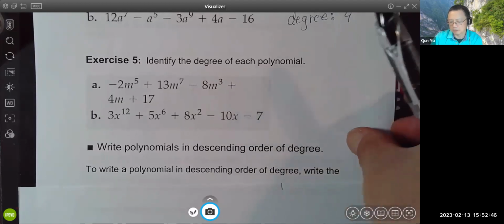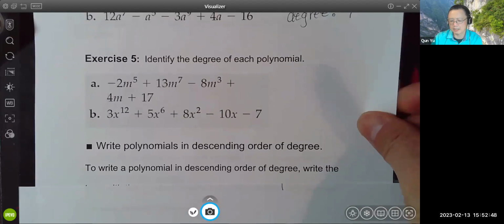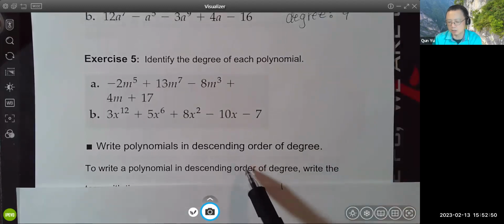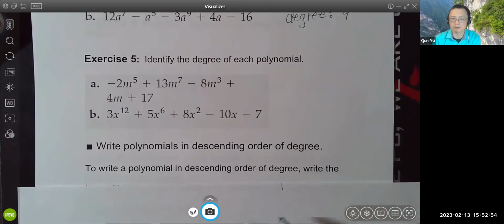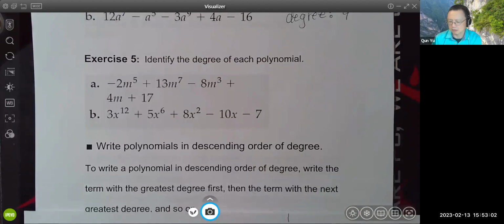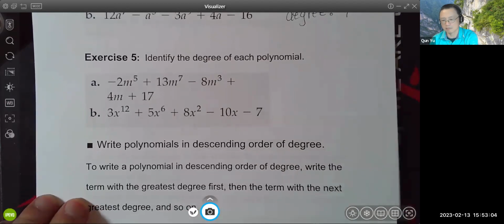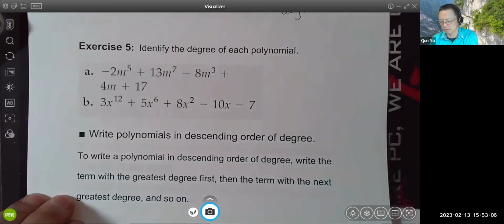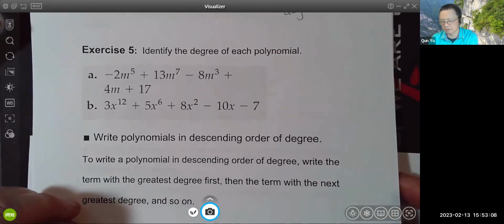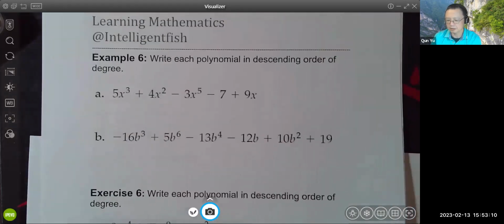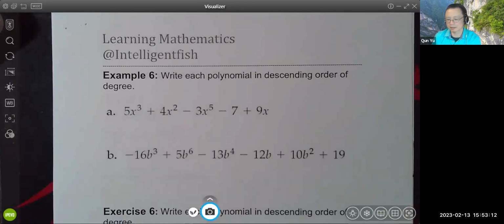Our next objective is to write polynomials in descending order of degree. So the highest degree term is going to be the very first term in your writing, and then the next highest is going to be the second term. So now let's look at some of the examples on the next page. So we have this example 6.